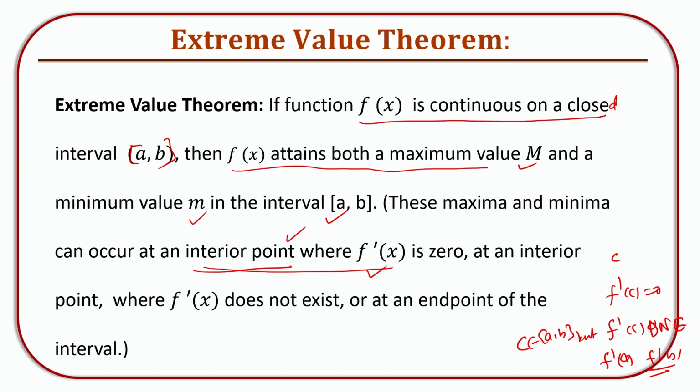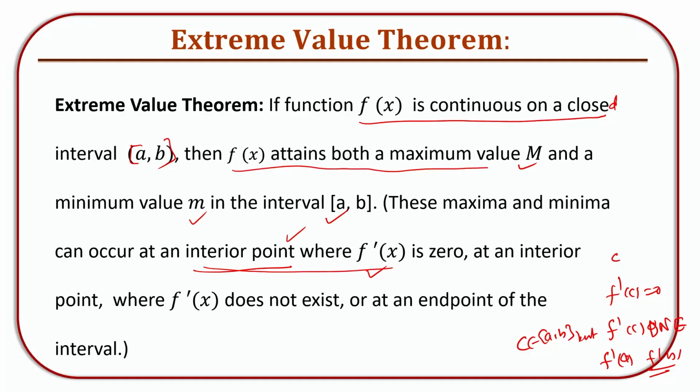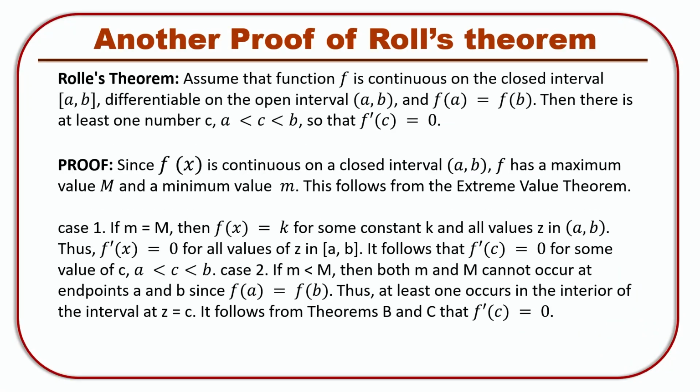It may be possible that the maximum or minimum exists at an interior point where f dash of x does not exist, or sometimes the maxima or minima may be at the end points themselves. So there are three possibilities for maxima and minima of a function. Using this extreme value theorem, we can prove Rolle's theorem in a different way.